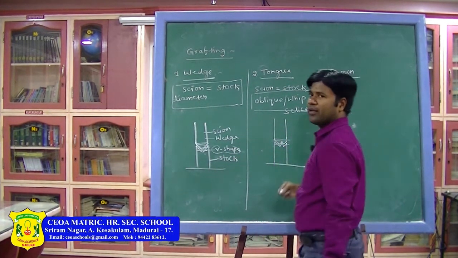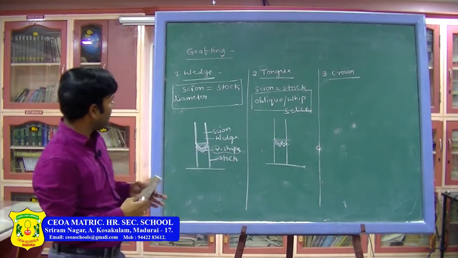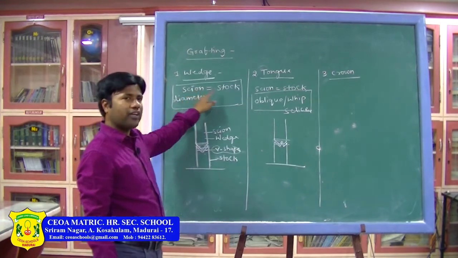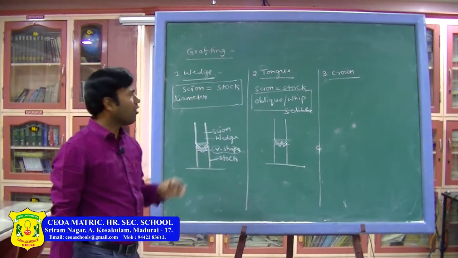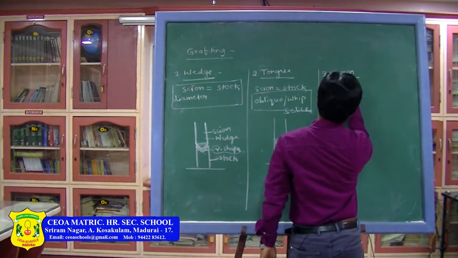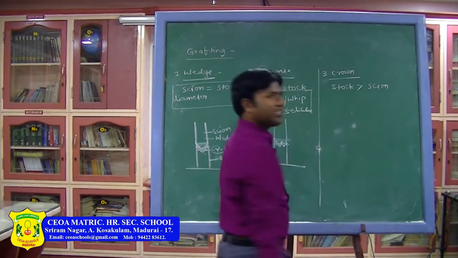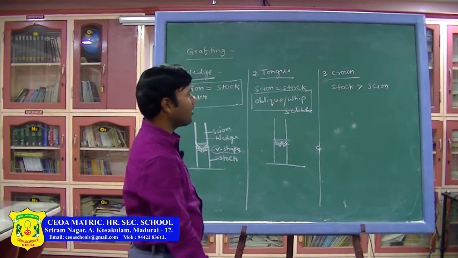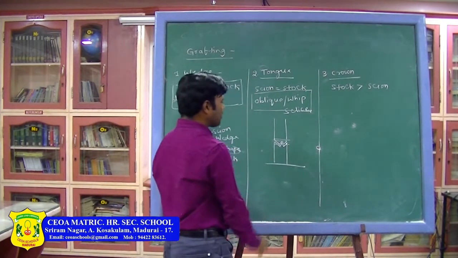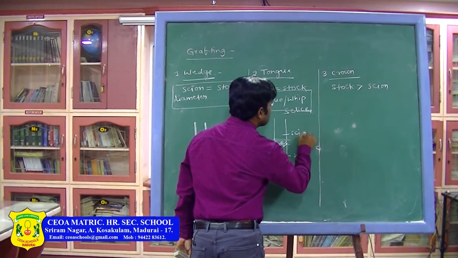Next one is crown grafting. Very important here. It is somewhat different compared to the wedge grafting and conjugate grafting. What happens here? The stalk diameter is more than the scion. What is the stalk? This part is the stalk. So let us write here, it is a stalk and it is a scion.